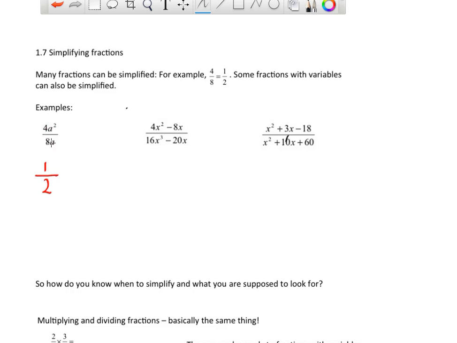So 4 over 8, well, that's 1 over 2. A squared and an A, so 1 goes away, it leaves you 1. So that's 1A over 2, and that looks better as A over 2.